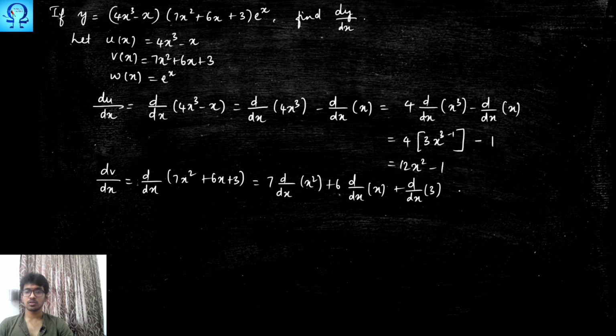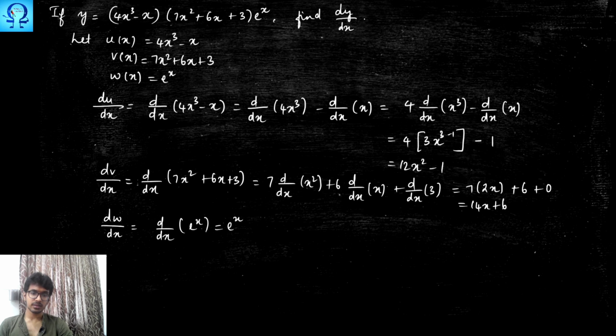So this happens to be 7 times of 2x plus 6 plus 0. So it is 14x plus 6. Okay. And dw upon dx, this happens to be d upon dx of e power x, and it is simply e power x.